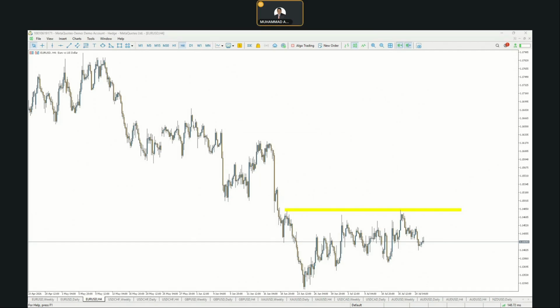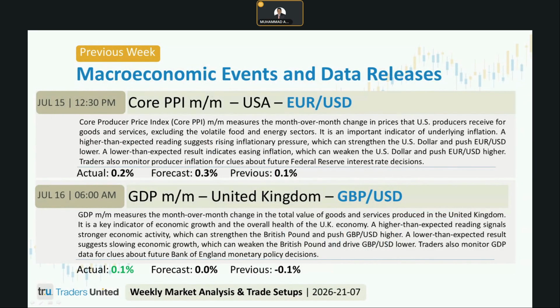The key market drivers observed: the core PPI actual 0.2% versus the forecast 0.3%, which is below the expectations. Producer inflation remained below market expectations, reduced expectations for aggressive Federal Reserve policy, broad US dollar weakness following the release. Market sentiment shifted in favor of euro USD.